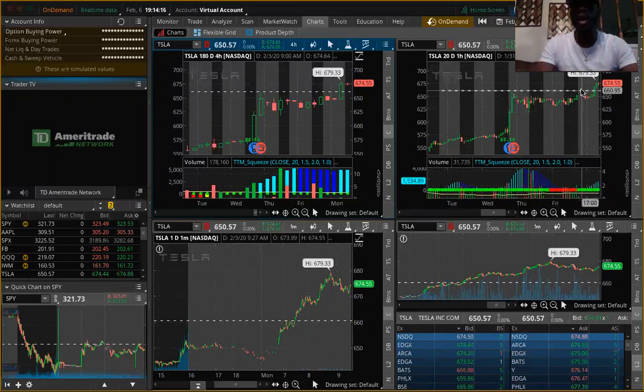So this is what we got. We got an explosion out of that range. As you can see, we broke this very important level of 661, 662. Tesla actually went up about $100 that day.